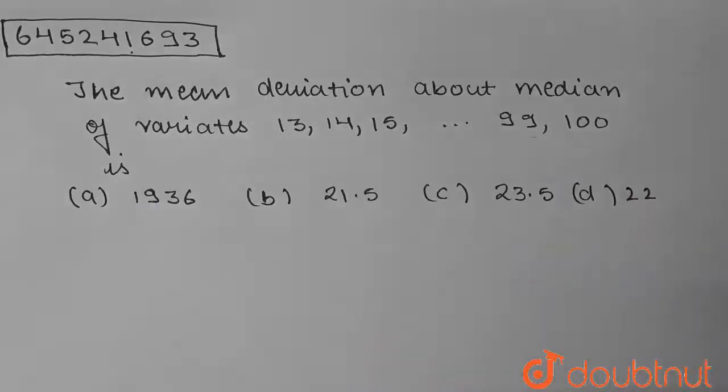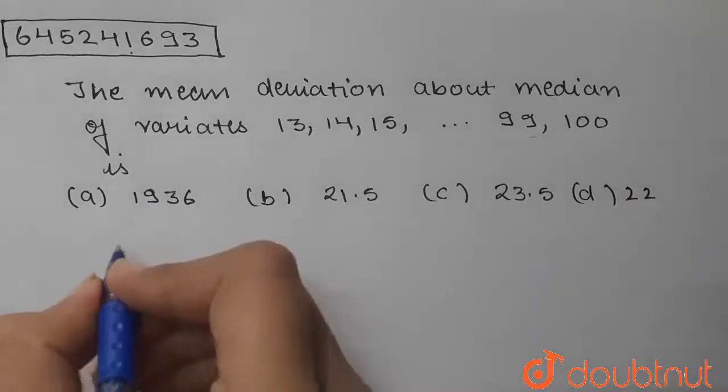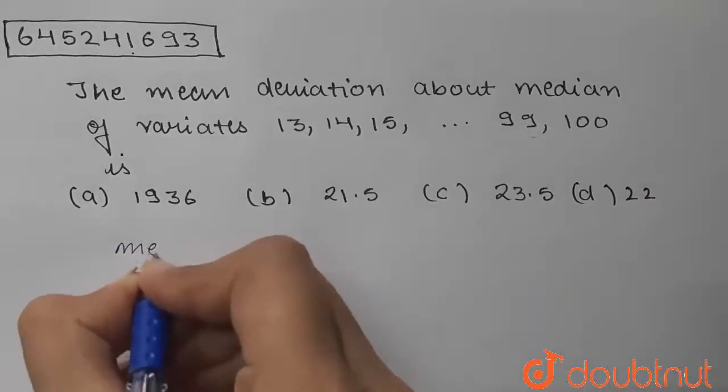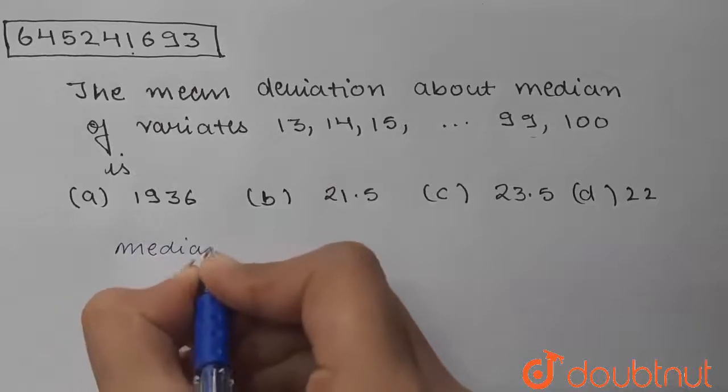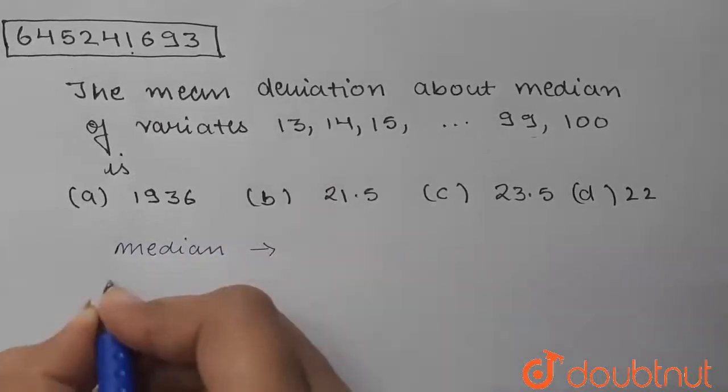Students, the question is: the mean deviation about median of variates 13, 14, 15, ..., 99, 100 is, and we are given these four options.